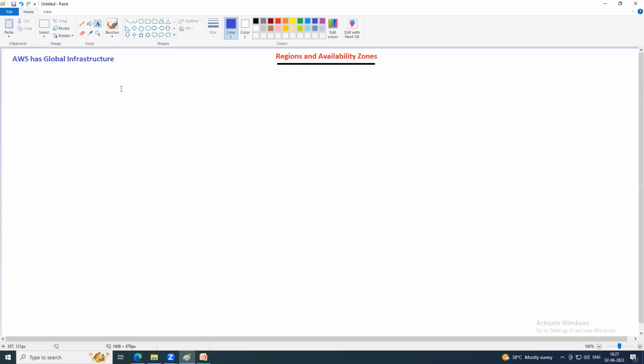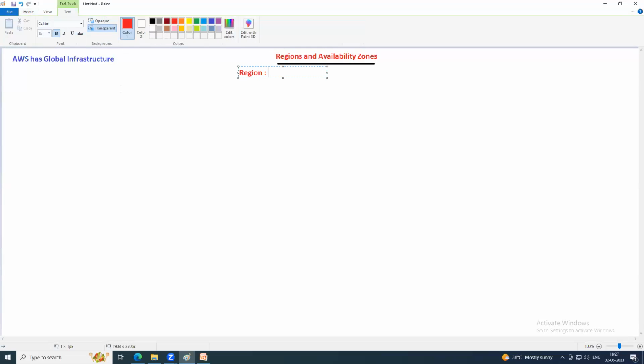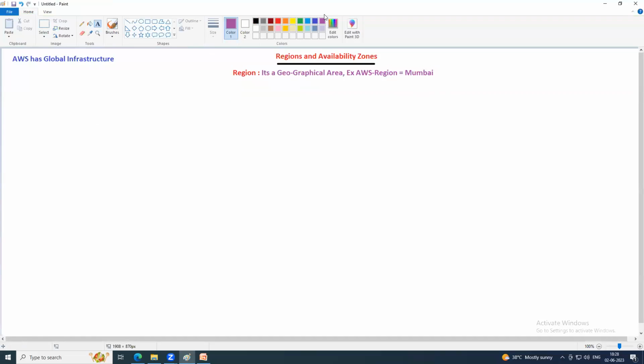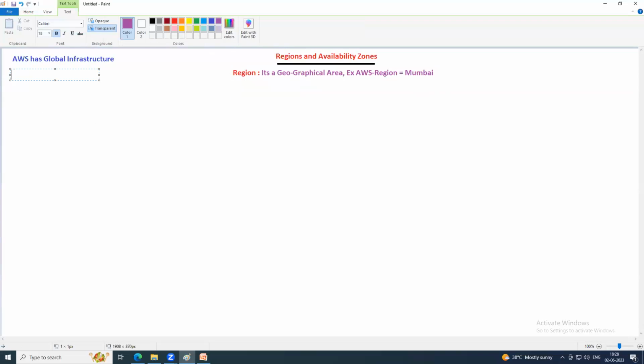So can we call region a geographical area? It's a place where AWS has its own data center. Correct? So here AWS has global infrastructure, and region means it's a geographical area. What is an example? AWS region, Mumbai. Not only Mumbai, you have so many. How many are there approximately? 23 to 25, depends. Okay. You understood what is a region? So region means it's a geographical area, or in other words, region is a place where AWS has its infrastructure.